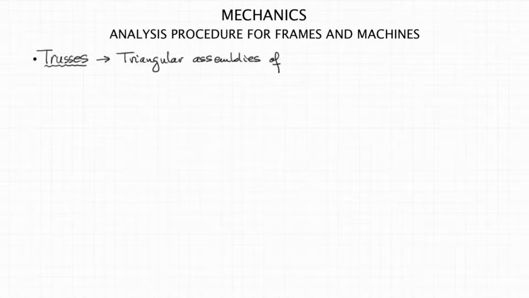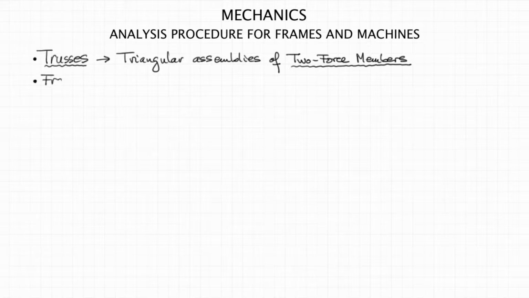Hello again. In this lecture, we're going to study the analysis procedure for frames and machines. So far we have studied trusses, and I'm sure you remember that trusses are triangular assemblies made of two-force members. So all members in a truss are two-force members. That means these members are pin-ended and they have no forces along them. That makes them two-force members.